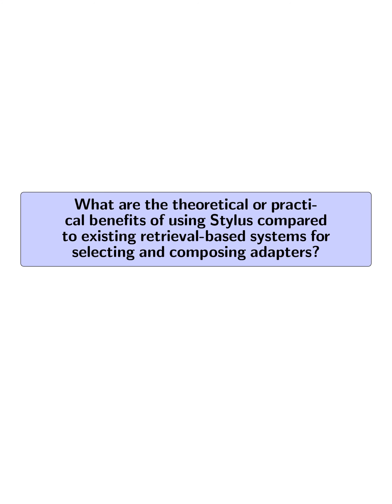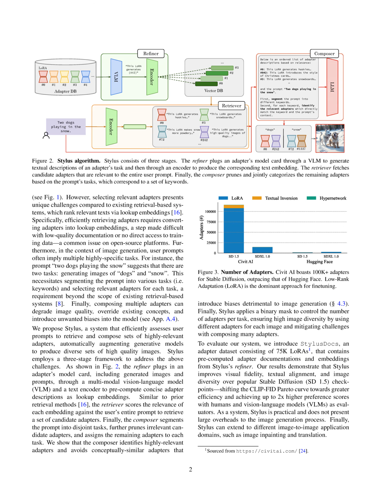What are the theoretical or practical benefits of using Stylus compared to existing retrieval-based systems for selecting and composing adapters? The theoretical and practical benefits of using Stylus compared to existing retrieval-based systems for selecting and composing adapters are significant. The Stylus system introduces a three-stage framework, refine, retrieve, and compose, that addresses the challenges of efficiently retrieving and composing relevant adapters based on user prompts.